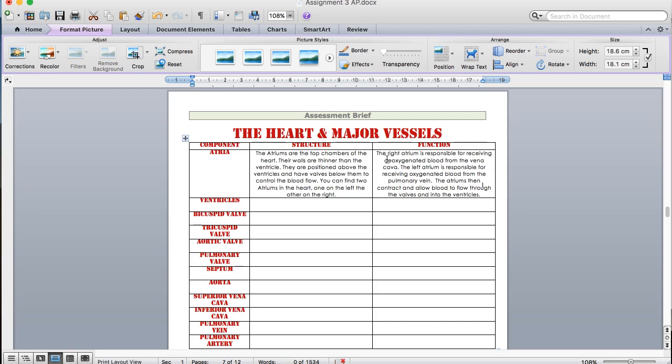And then I've explained the function. The right atrium is responsible for receiving deoxygenated blood from the vena cava, and the left atrium is responsible for receiving oxygenated blood from the pulmonary vein. The atriums then contract and allow blood to flow through the valves and into the ventricles. There's my description and explanation of the atria.